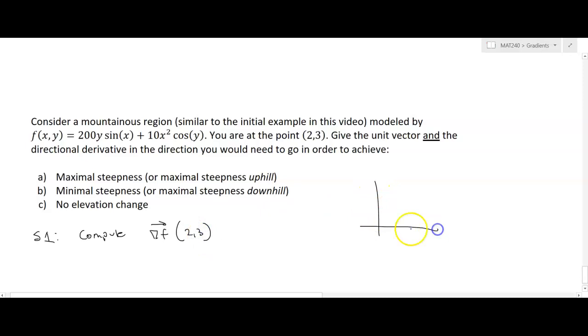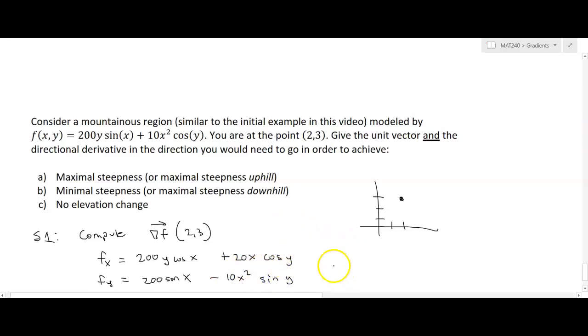Okay, so here we are in our plane. We're at the point (2, 3), and we're trying to decide which direction we're going to go in order to climb to the top of the mountain. And in order to get this, we need the two partials. So f sub x is going to equal 200y cosine of x plus 20x times cosine of y. And f sub y is going to be 200 sine x minus 10x squared times sine of y.